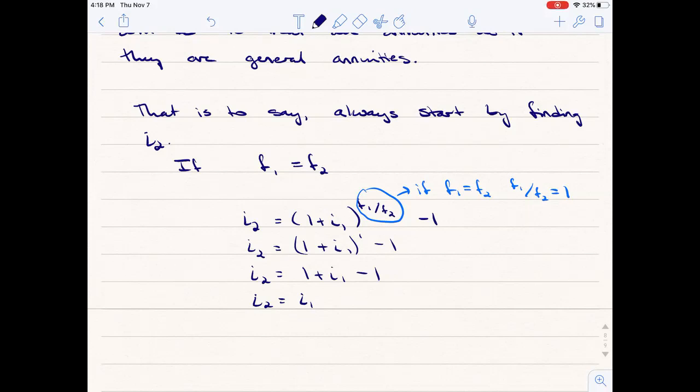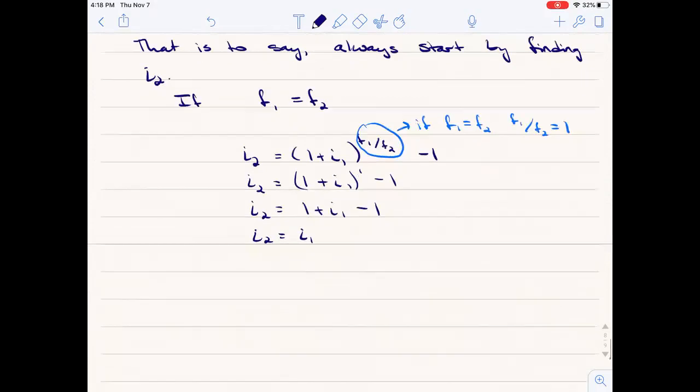So as a rule, I would say always start by finding I2, and then you can quit if you find that you don't need to, because they're the same and nothing's going to change. Or if you just go through and find that they're the same, then that's fine, because they will be if they have the same frequencies.